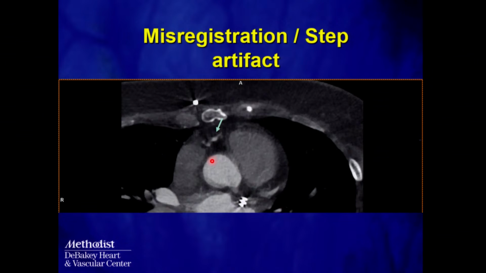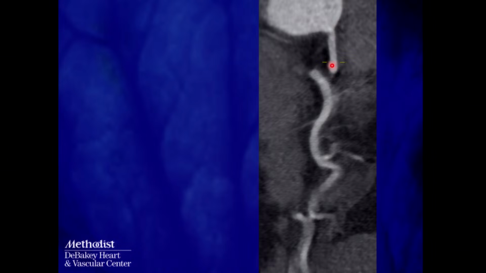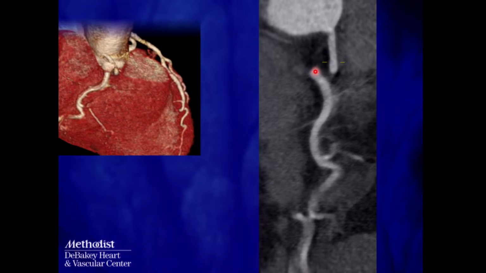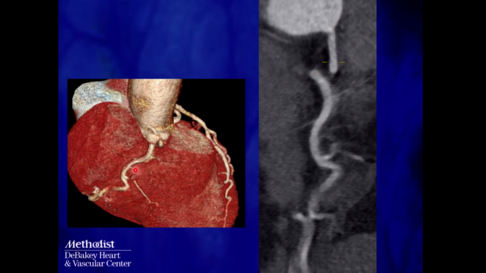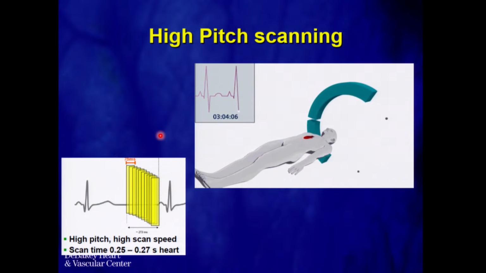If you appreciate it right over here, you see there are two coronary arteries running on the RCA course. This is exactly how it looks, the proximal right, and then the slab immediately after it is completely out of phase because it was not registered correctly, and this is how it looks on the 3D volume rendered image. Now, how can we alleviate this misregistration artifact?